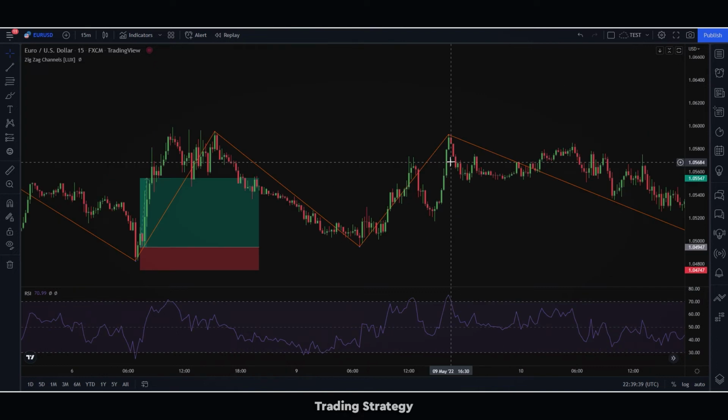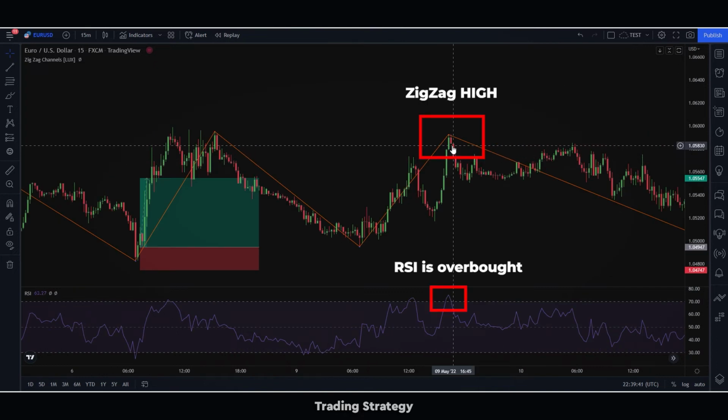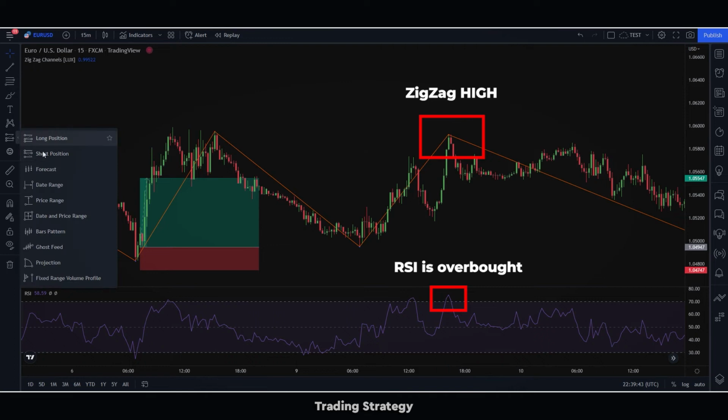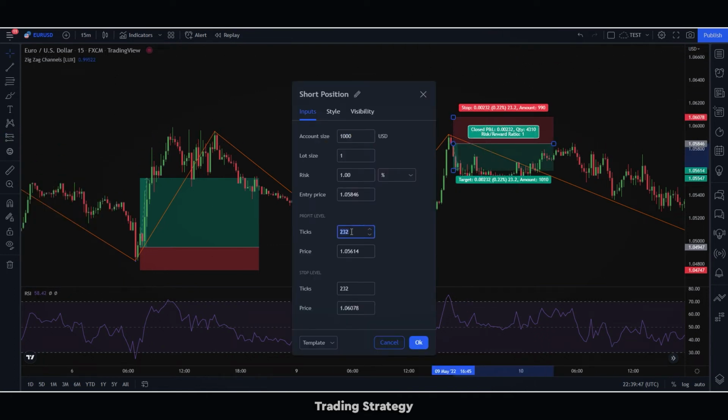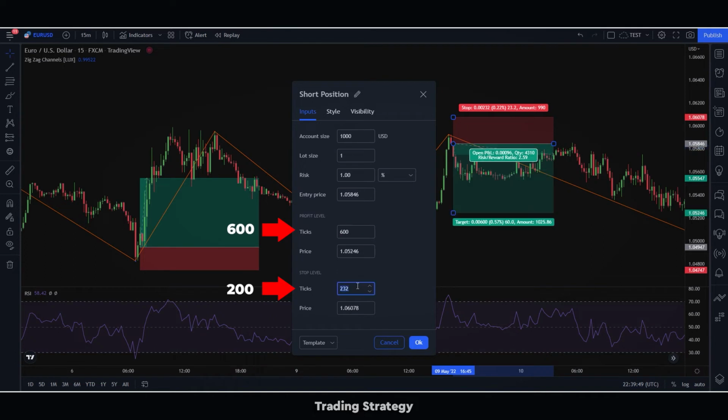We will make a sell operation when the zigzag indicator reaches its high and also the RSI is in the overbought zone. We will put a stop of 20 pips and a take profit of 60 pips as follows.